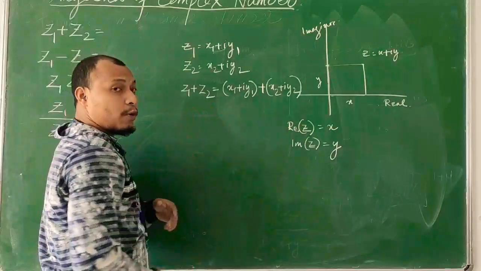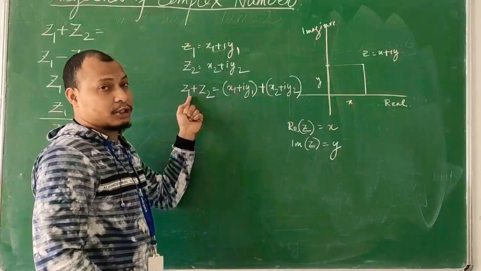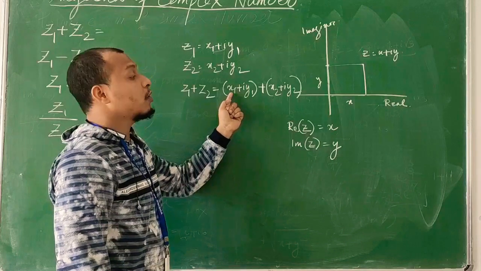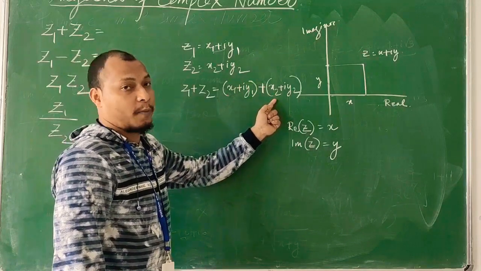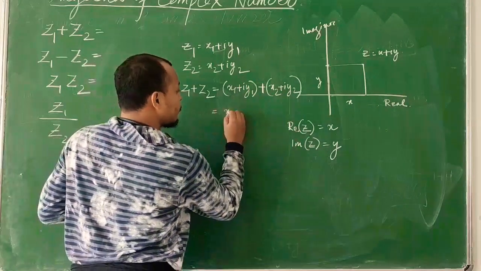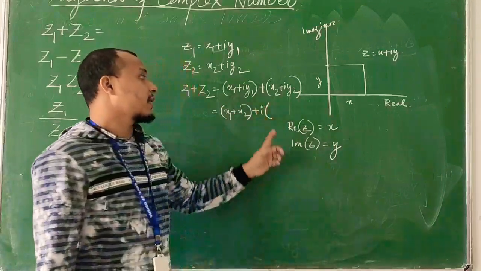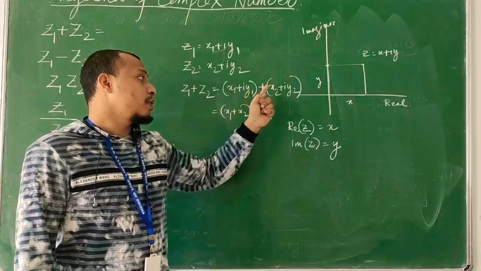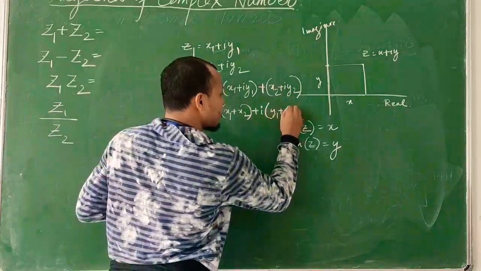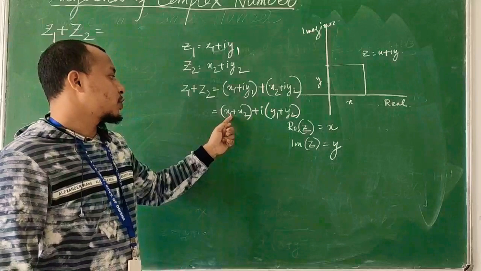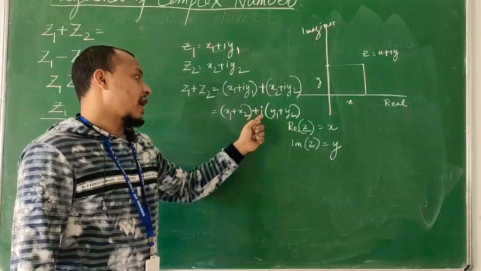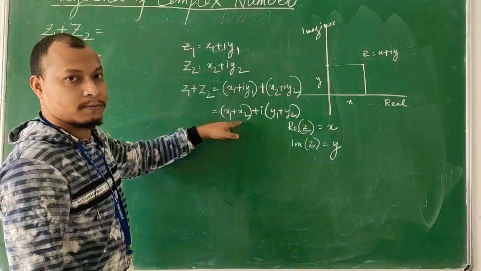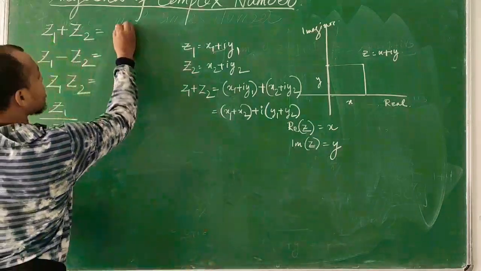Now when we add these two complex numbers, we add the real part of the first complex number with the real part of the second complex number, then plus i into the imaginary part of the first complex number plus the imaginary part of the second complex number. So x1 plus x2, plus i into y1 plus y2. So these things will become like this.